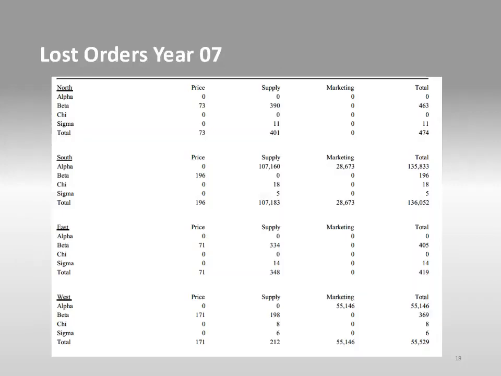Here's an example of a lost order report that you will receive every year. Let's look at, for example, the North team and the beta product. As you can see here, the North team price was too high, and so they lost 73 orders, and they lost 390 orders under supply because they simply didn't have the capacity. Now, going down to the East team, we see that the East team, as far as their Sigma product is concerned, lost 14 contracts because they didn't have enough contractors.